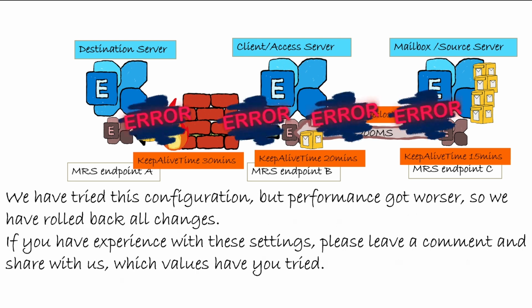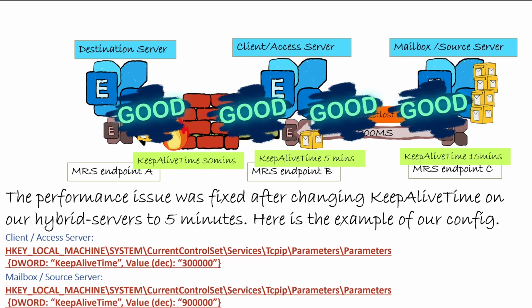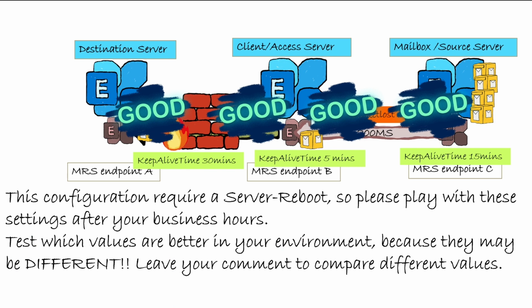We have tried this configuration, but performance got worse, so we have rolled back all changes. If you have experience with these settings, please leave a comment and share with us. Which values have you tried? The performance issue was fixed after changing KeepAliveTime on our hybrid servers to 5 minutes. Here is the example of our config. This configuration requires a server reboot, so please play with these settings after your business hours. Test which values are better in your environment, because they may be different. Leave your comment to compare different values to support the community with mailbox migration.